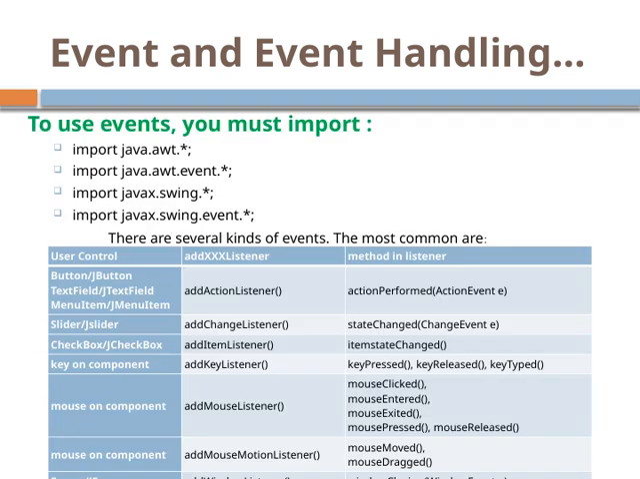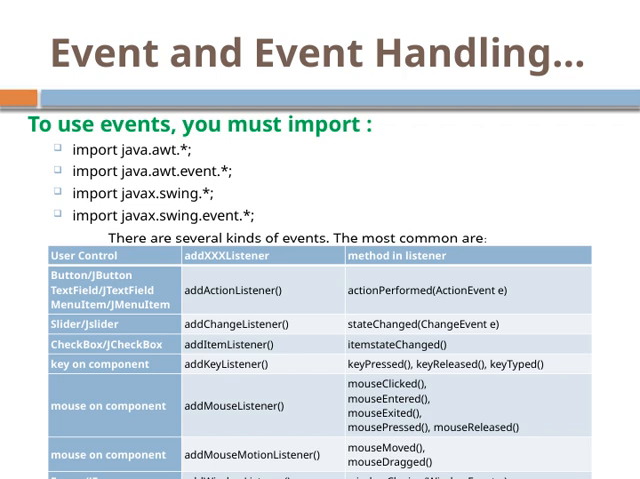Let's talk about events and event handling. To use events in Java, you first need to import the necessary packages. These include java.awt.event, javax.swing, and javax.swing.event. These imports give us access to the classes and interfaces needed for handling user interactions. Now, there are several types of events you might encounter. The most common ones involve user controls like buttons, text fields, menu items, sliders, checkboxes, keys, and mouse actions. Each of these controls has specific listener interfaces and methods you use to respond to user actions.